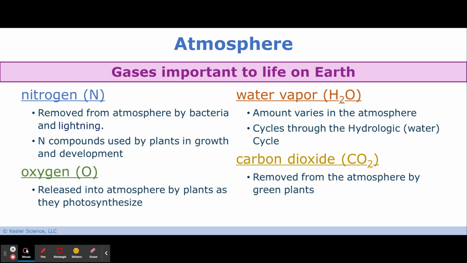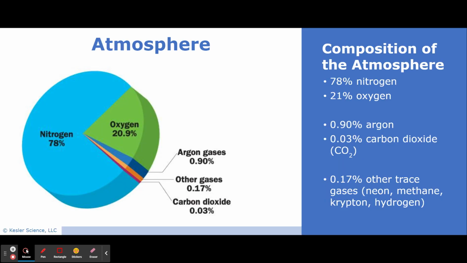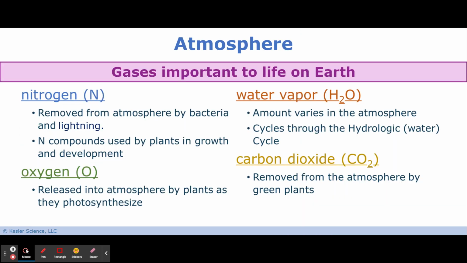Our atmosphere. These are the gases that are important to life. Nitrogen is removed from the atmosphere by bacteria and lightning. Nitrogen compounds are used by plants in growth and development. You've got oxygen, which is released into the atmosphere by plants as they photosynthesize. I would highlight this right here. You will have a question about that.